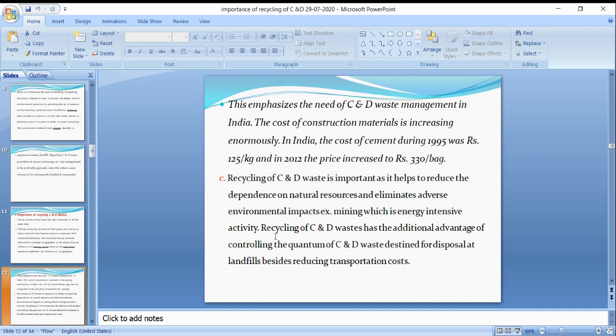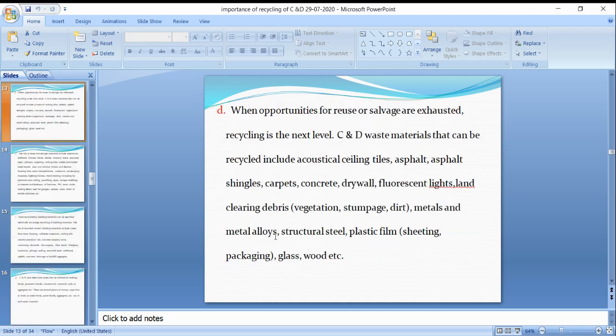So here the recycling of construction and demolition waste has the additional advantage of controlling. So what the mining will do after the removing of the coal and whatever, they will fill, that will be filled. So filled and reuse that land. So that is a recycling, and the construction and demolition waste has the additional advantages of controlling the quantum of construction and demolition waste destined for disposal and landfills, besides reducing the transportation cost.